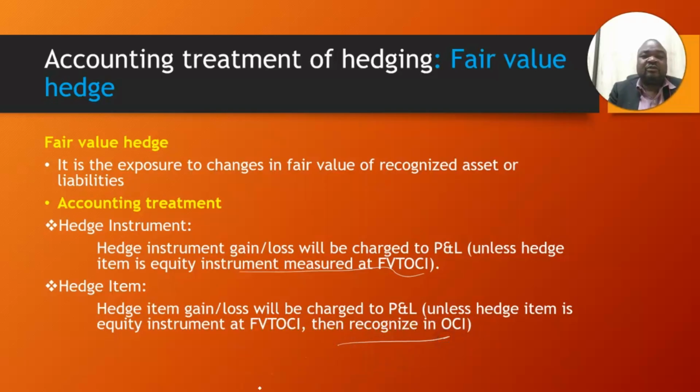All right. So both the hedging instrument and the hedge item should be treated separately. They've got separate treatment. However, in both cases, the fair value gain or loss should be charged to the P&L unless the instruments or the hedged items have been measured at fair value through OCI.